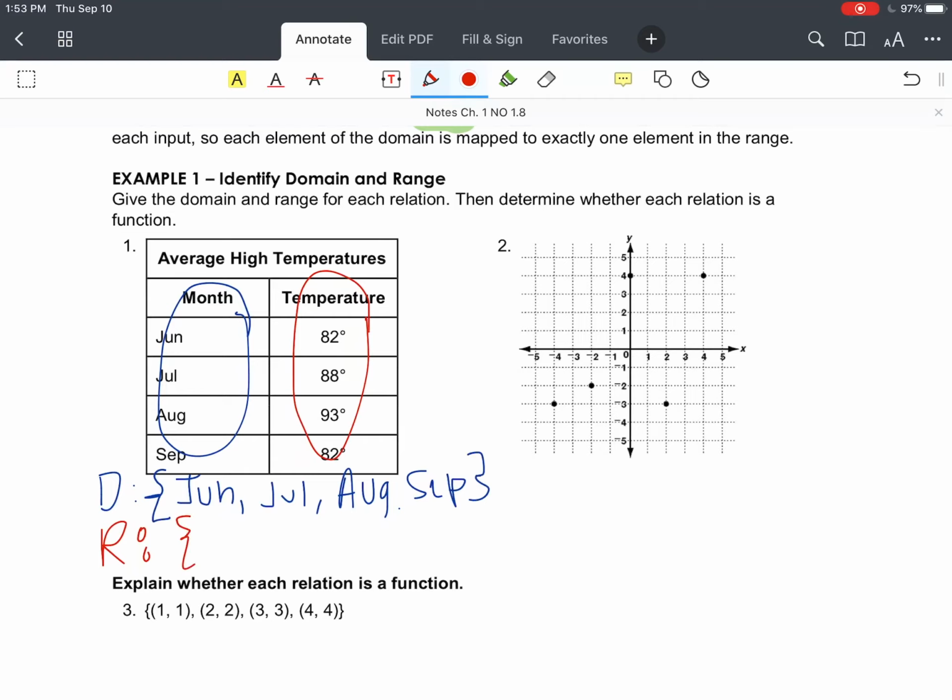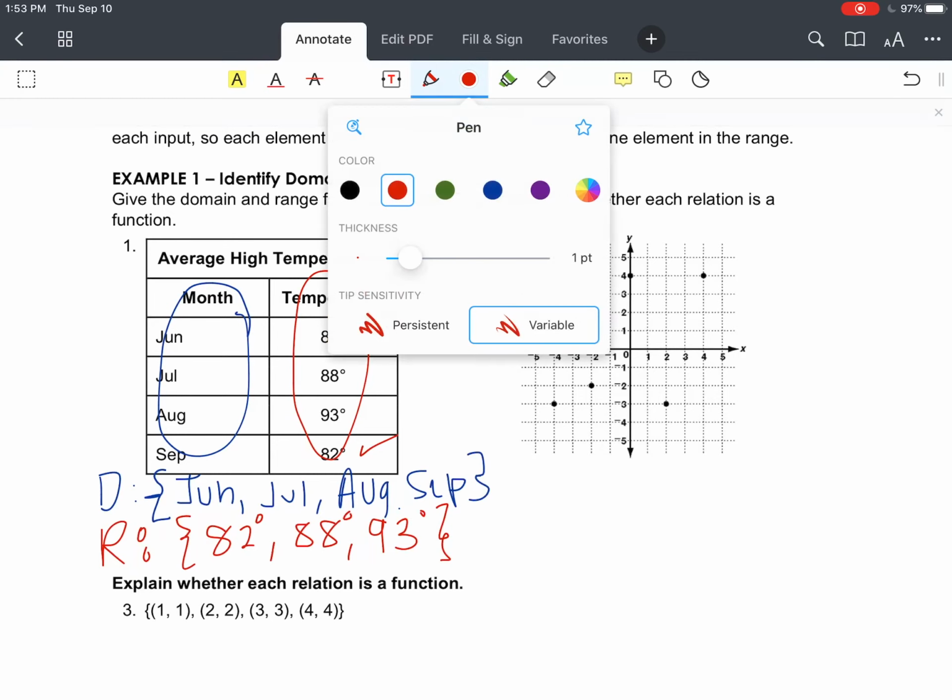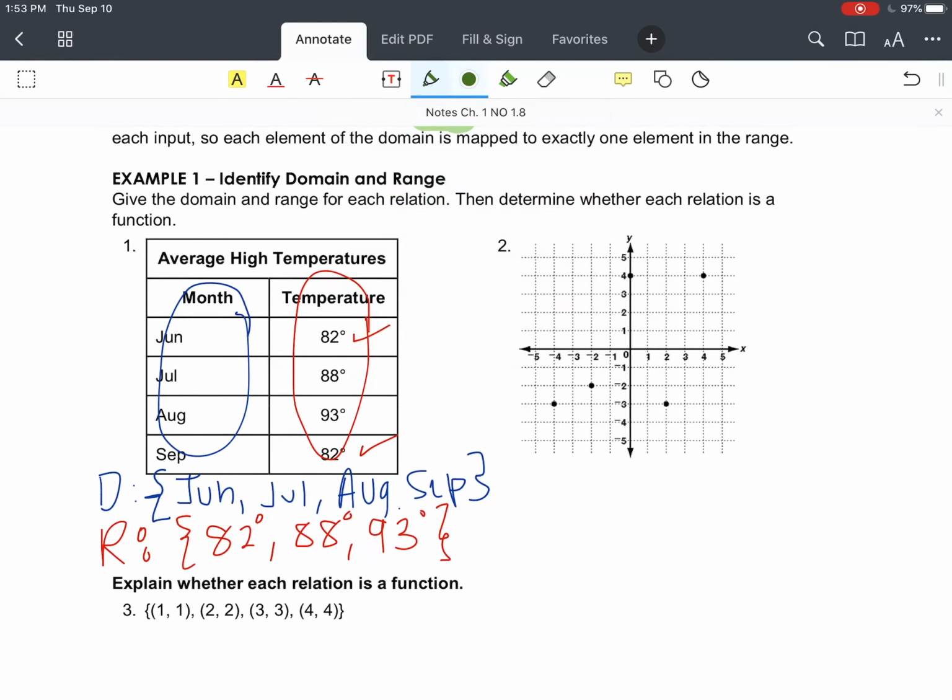You want to make sure that when you're writing the domain and range out, you don't repeat values. I see 82 twice. That's fine, we're only going to write it once. So 82, 88, and 93 degrees is my range. Then it asks whether it's a function or not. If it's a function, none of my x values, none of my domain, were repeated. Never did I repeat any month, so yes, it's a function.